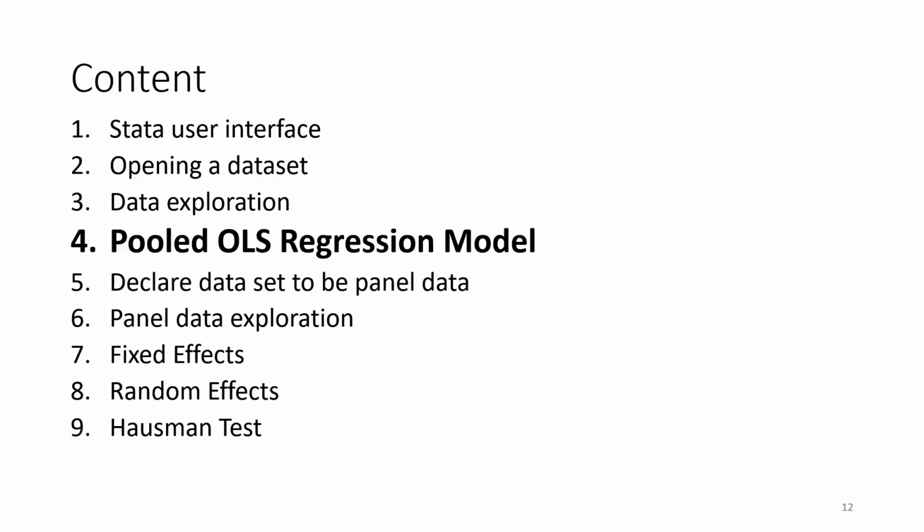Now in section number 4 we are going to use a basic regression model, which is the pooled OLS model. It's just an ordinary least squares model on the whole sample, without telling Stata that it is a panel data set, just using it as if it was a cross-section.